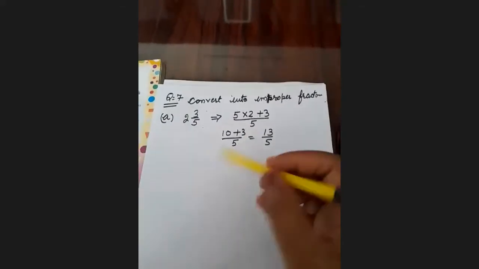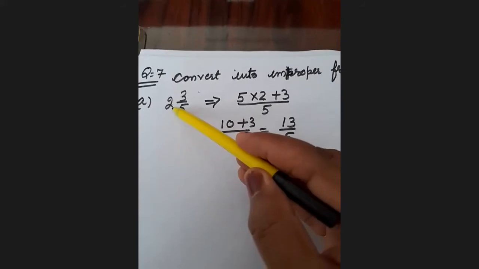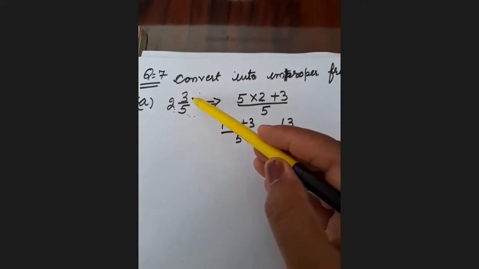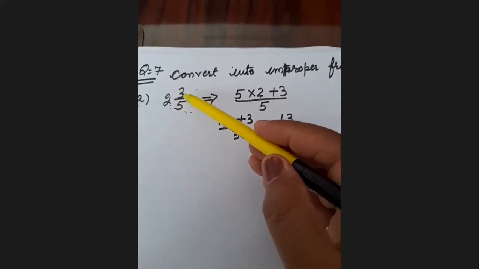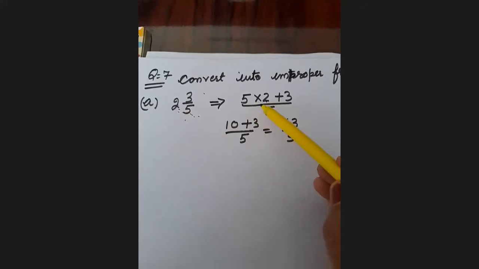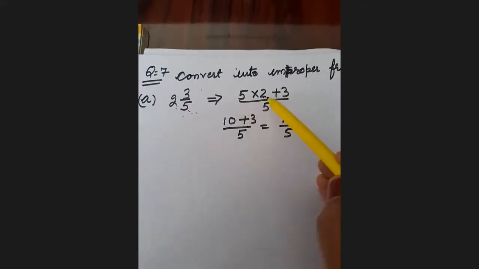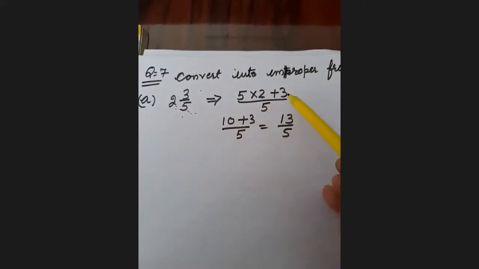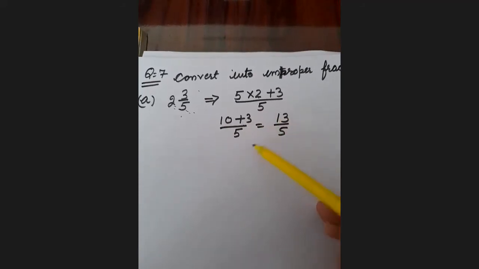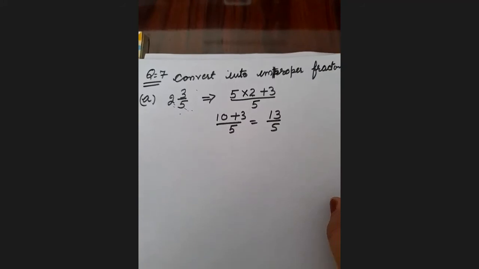Yes, friends. Now steps are, first is 5 multiplied by 2. 5 twos are 10 plus 3. 10 plus 3, 13. First step, 5 multiplied by 2 plus 3 upon 5. 10 plus 3, 13 upon 5. So your answer is 13 upon 5.